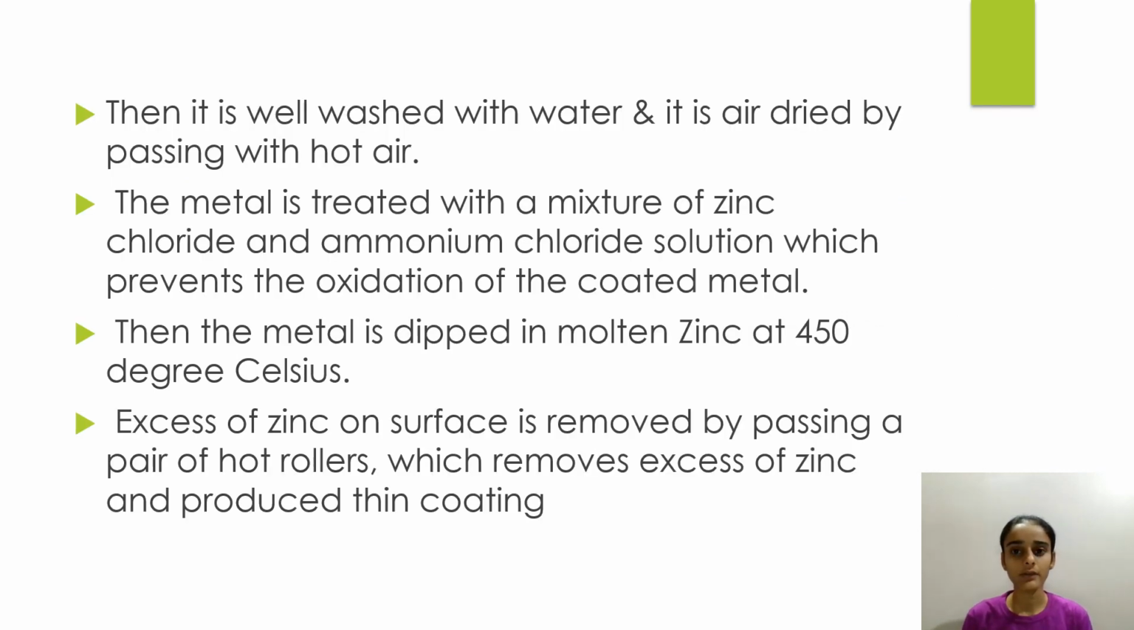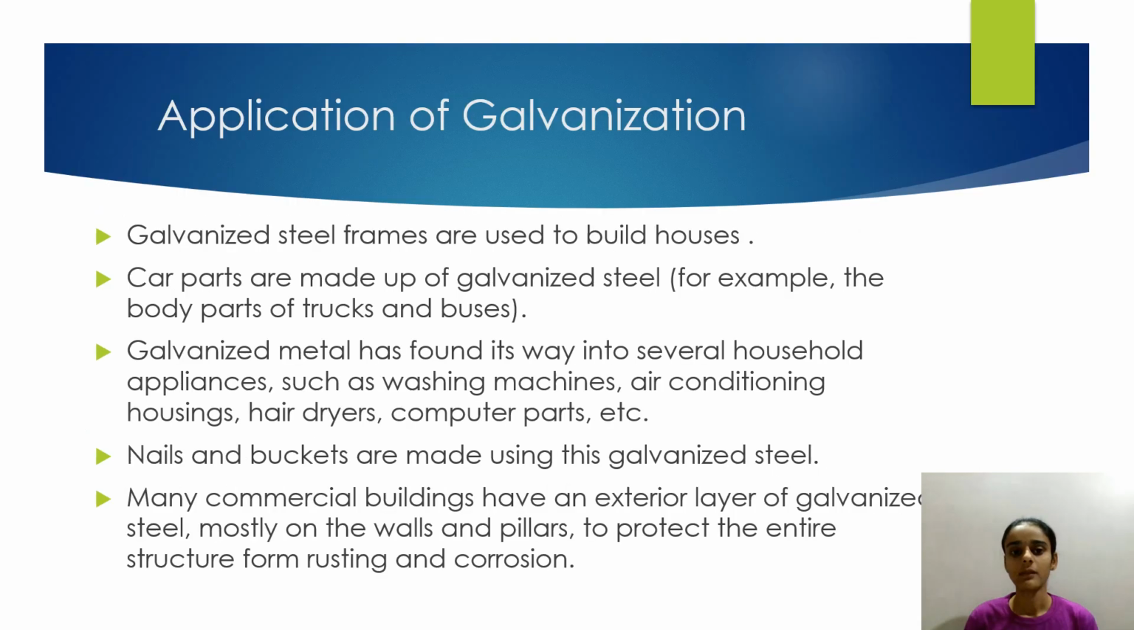Then the metal is washed with water and dried by passing hot air. The metal is treated with a mixture of zinc chloride and ammonium chloride, which prevents the oxidation of the coated metal. Then the metal is dipped in molten zinc at 450 degrees Celsius. Excess zinc on the surface is removed by passing a pair of hot rollers, which removes the excess zinc and produces a thin coating.